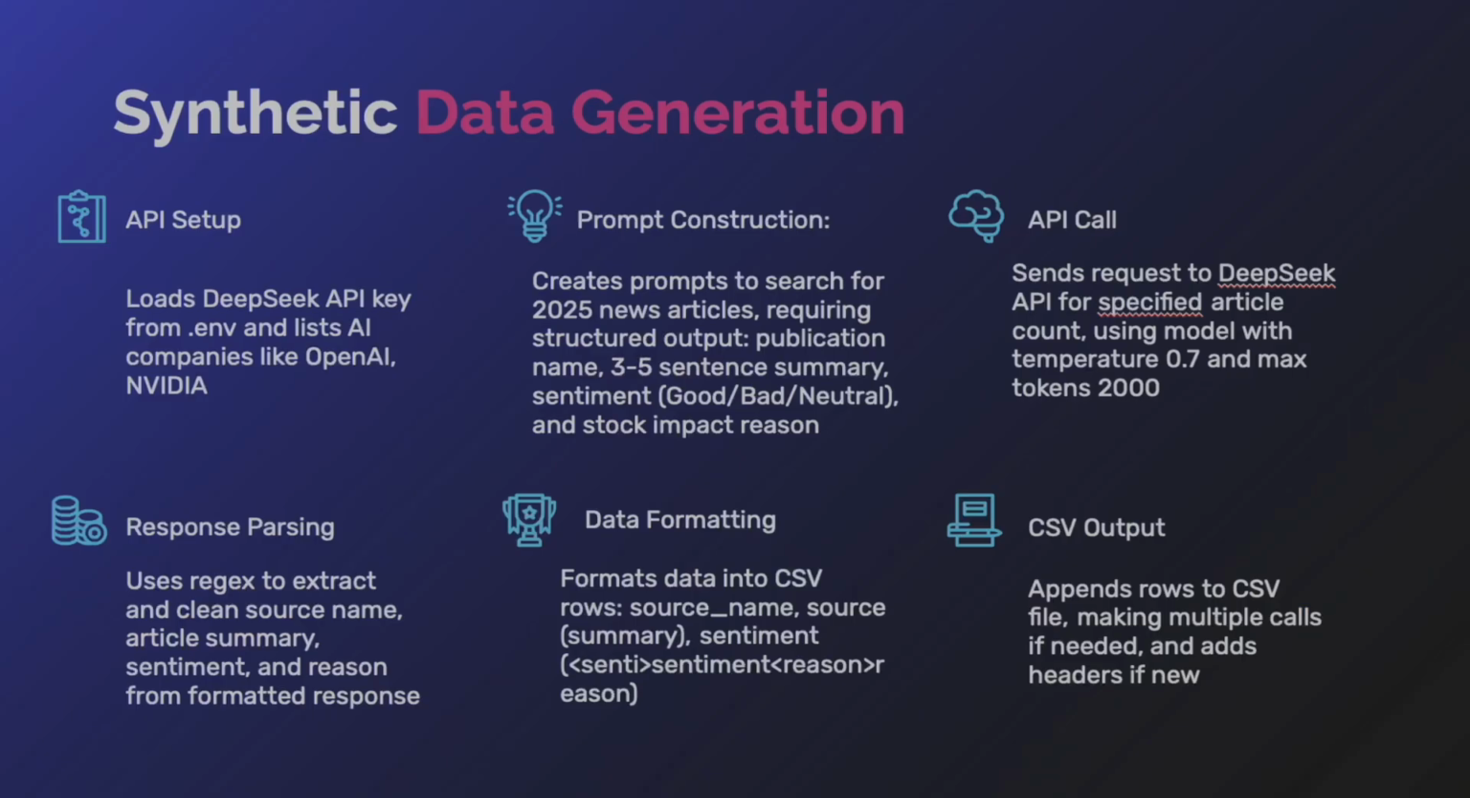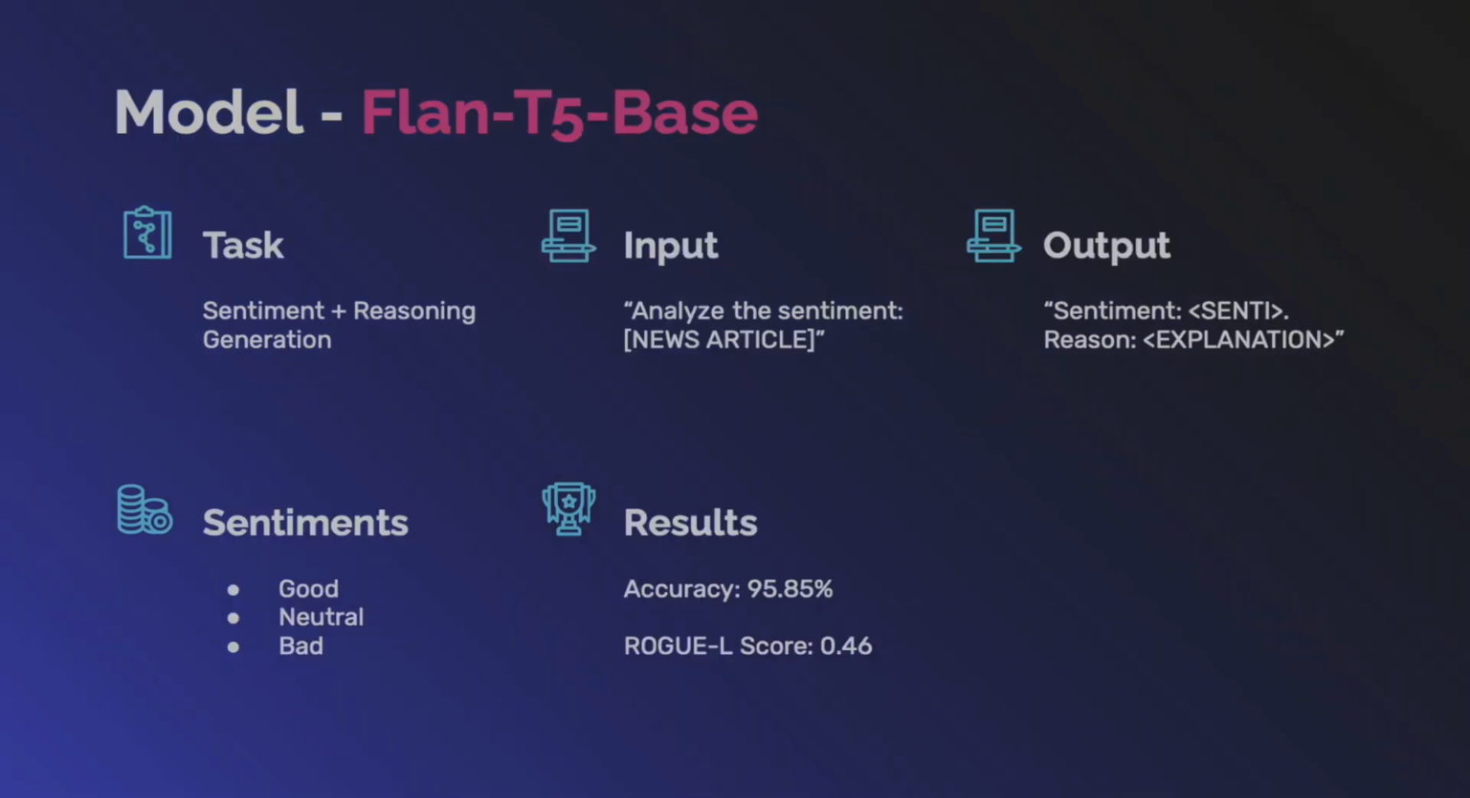For the synthetic data generation, upon setting up of the required APIs, a prompt is constructed requiring structured outputs. Once these structured outputs are cleaned, they are formatted into a CSV file with the source name, source, sentiment, and a reason. The FLAN T5 base model was fine-tuned and tasked with sentiment and reasoning generation. The input for which is a news article and the output is a sentiment varying between good, bad, and neutral and its corresponding explanation. The model achieved a 95.85% accuracy on the test set.